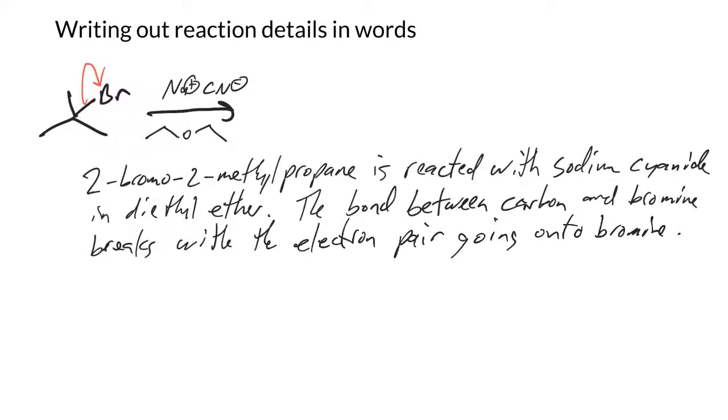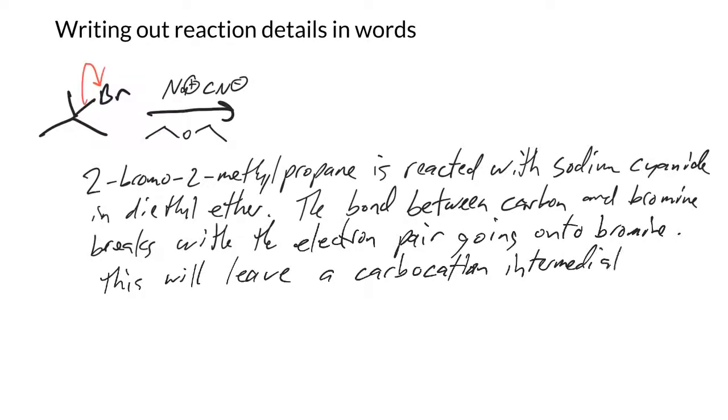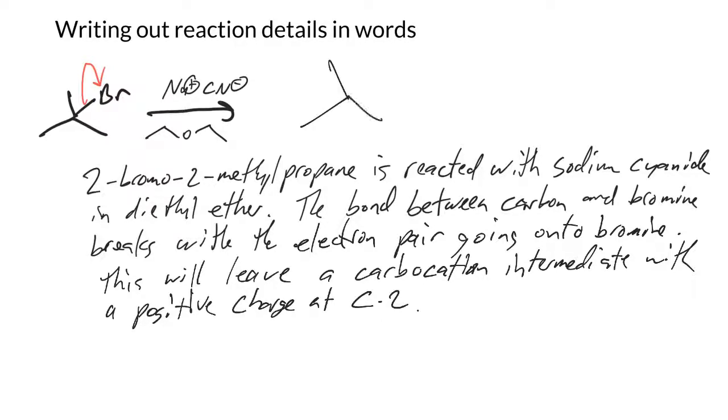Then we have to think about what that leaves behind. This will leave a carbocation intermediate with a positive charge at C2. So let me draw that. Okay, so that's our intermediate. Then the second step is going to be the electron pair from cyanide forming a new bond to that carbocation intermediate.